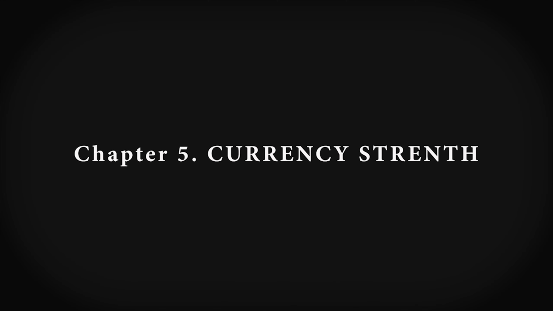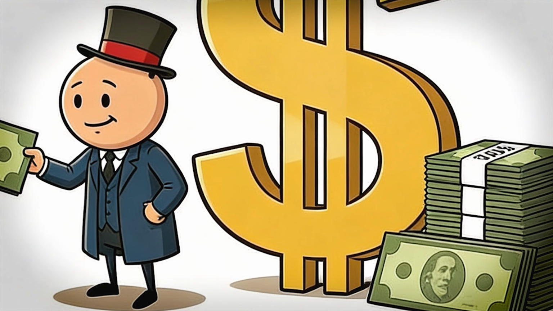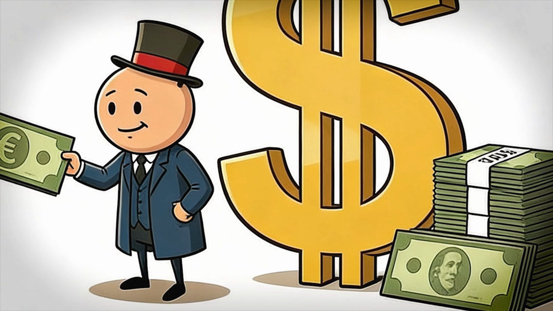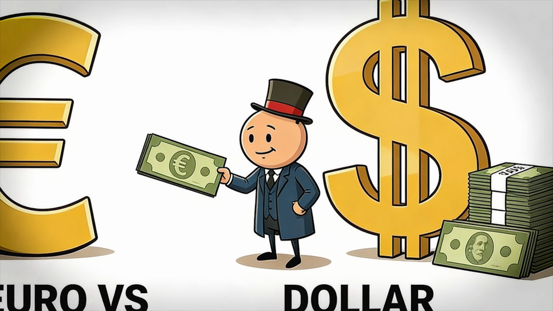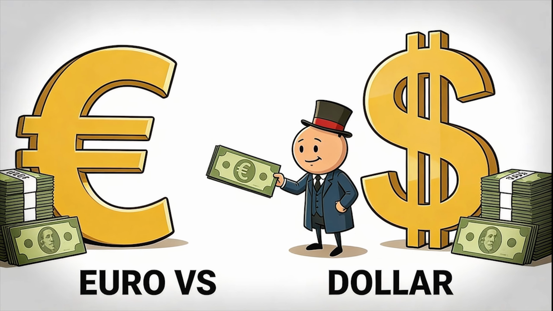Chapter 5: The Strength of a Currency. Let's take the exchange rate between the US dollar and the euro as an example. What determines their relative value? And why is the euro often more expensive?